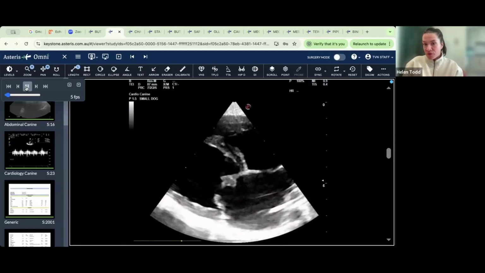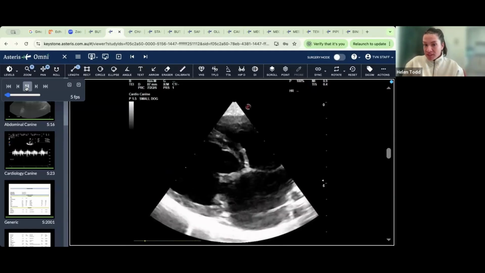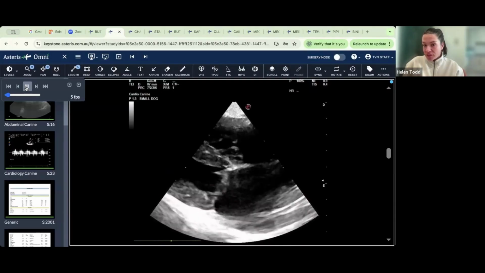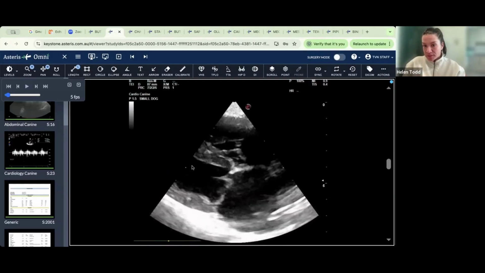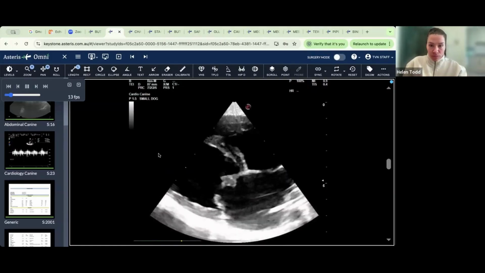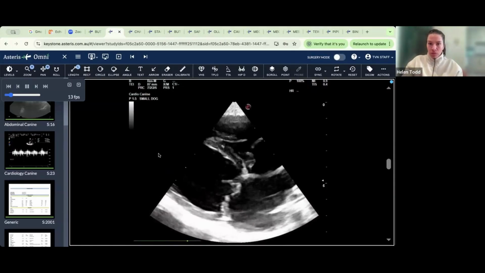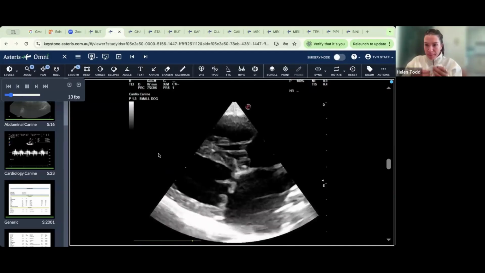So subjectively, we've got a slightly rounded left atrium and a thickened and irregular mitral valve that's prolapsing into the left atria. I hope you can all see that little prolapse that's happening. Is there anything else that we can comment on? What do you think about the right side of the heart?